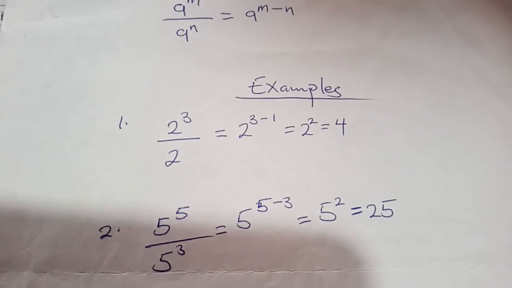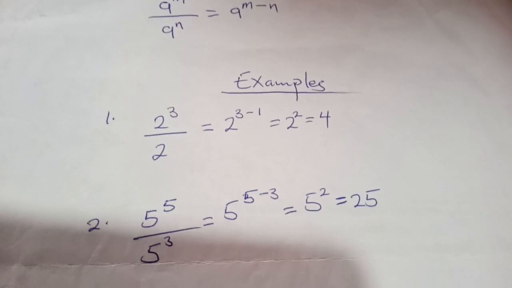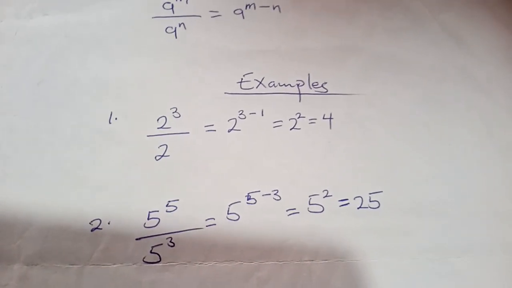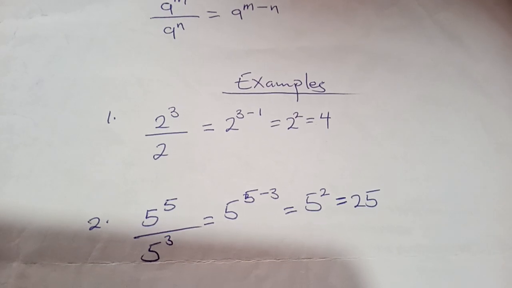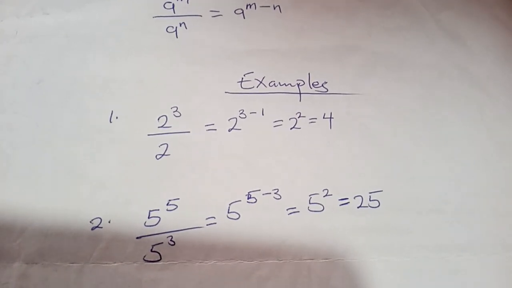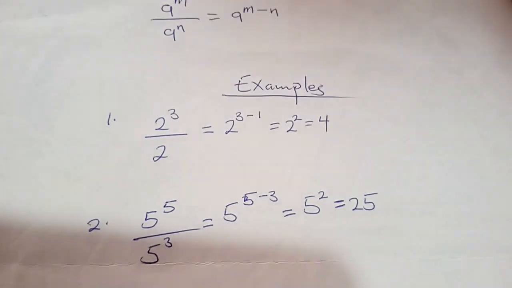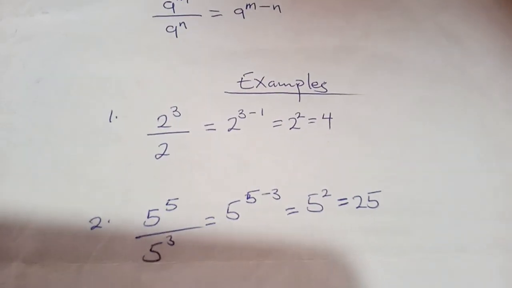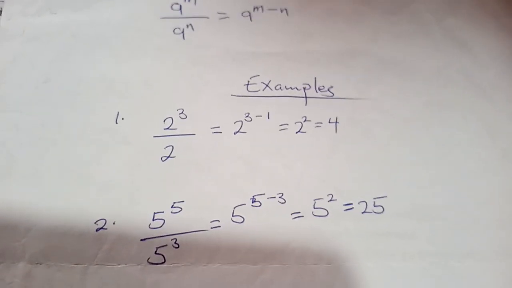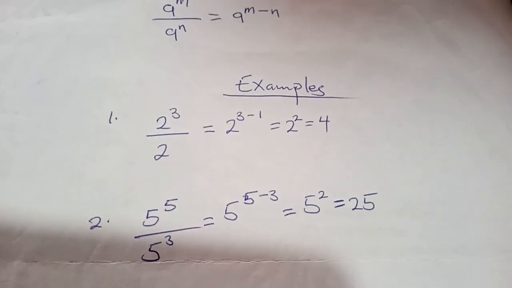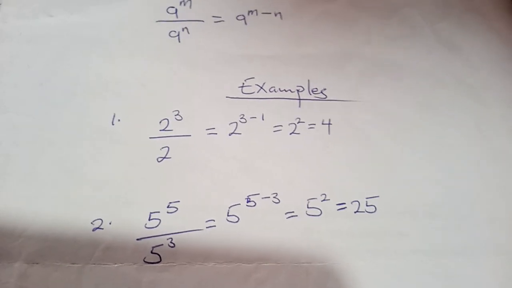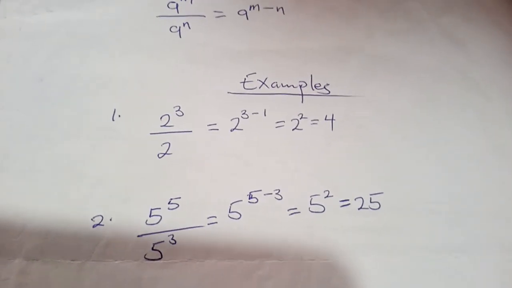Now we have example 1. For example 1, we have 2 to the power 3 divided by 2. The exponent of the 2 at the numerator is 3, right? The exponent of the 2 at the denominator is 1, but in mathematics, we don't write the 1. The 2 is having power 1, but we don't write it.